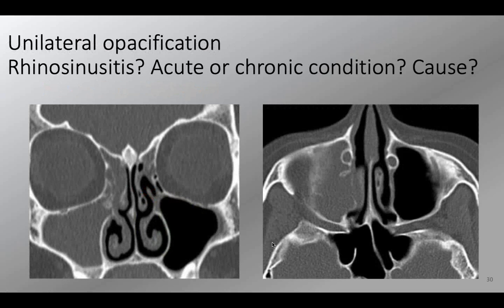So this is a teaser I sent you. I do not know how many saw it, but this is unilateral opacification. Is it rhinosinusitis? Is it chronic? What is the cause actually? Also you see here, medially, there is some less bone. This is often normal when there is something protruding into the nasal cavity. This is just demineralization of bone. This is not destruction.